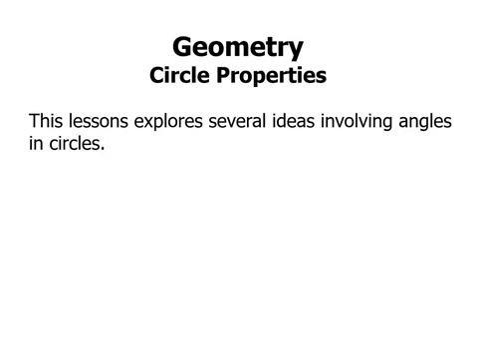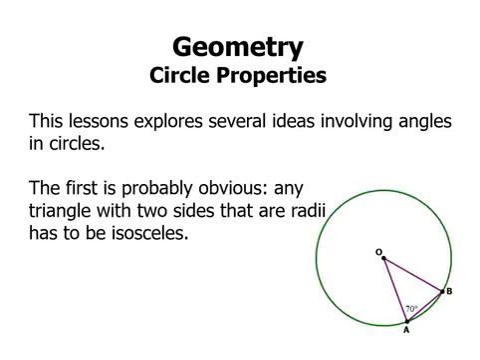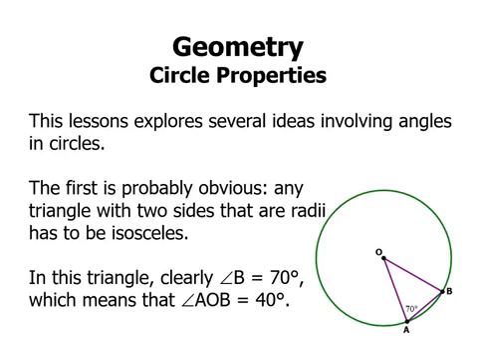In this lesson, we're going to explore several ideas involving angles in circles. The first is probably obvious. Any triangle with two sides that are radii has to be isosceles. So, for example, AOB has to be an isosceles triangle because OA and OB are radii. And of course, all radii to the same circle are equal. So that would mean that the two base angles are equal. So angle B would have to be 70, and the angle in the middle would have to be 40 degrees.